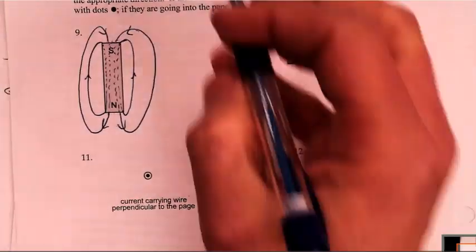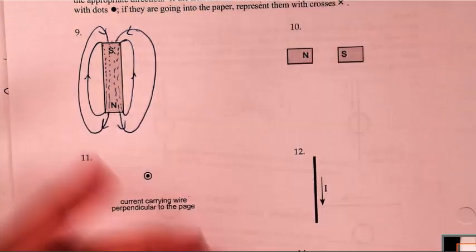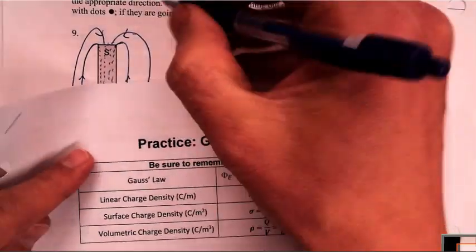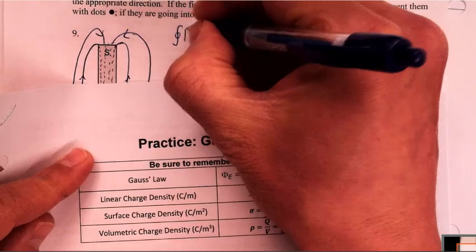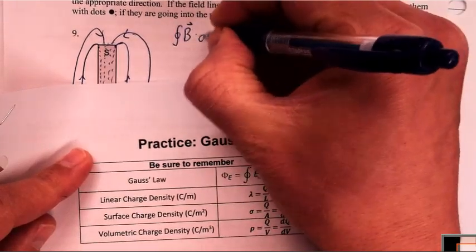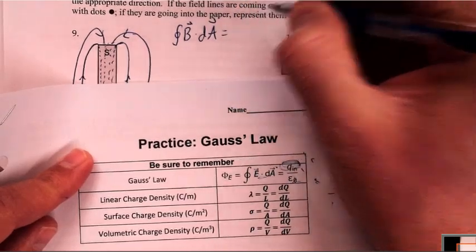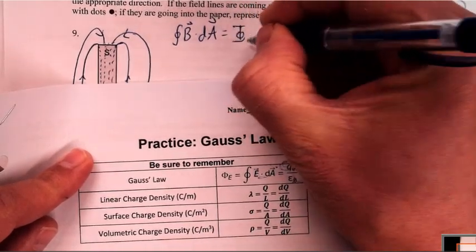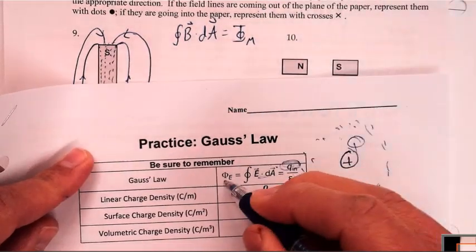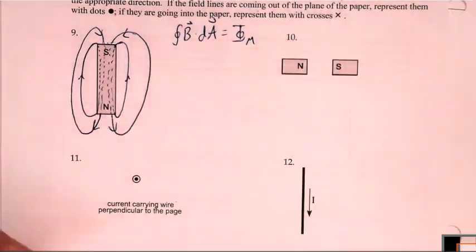Now we can do the same thing with magnetic fields. You don't need to write this down, but just keep this in mind. So here's Gauss's law for electric fields. Gauss's law for magnetic fields will look the same, except we replace the electric field with the magnetic field, equals something. And we call this magnetic flux. Magnetic flux, not electric flux, magnetic flux.